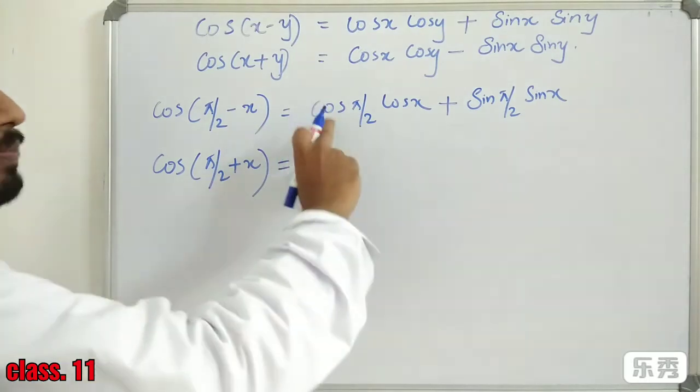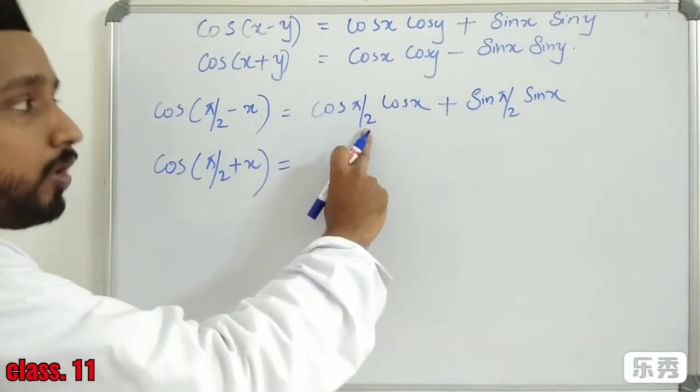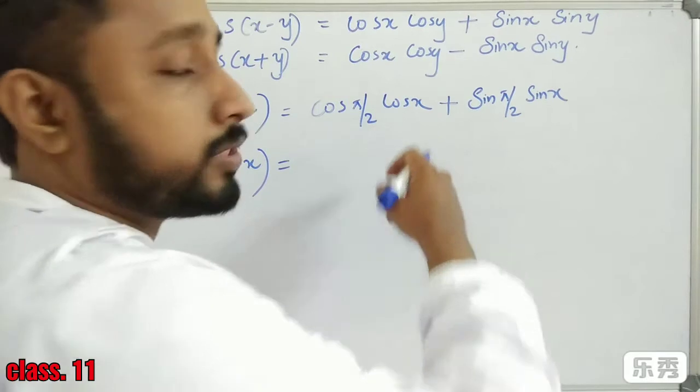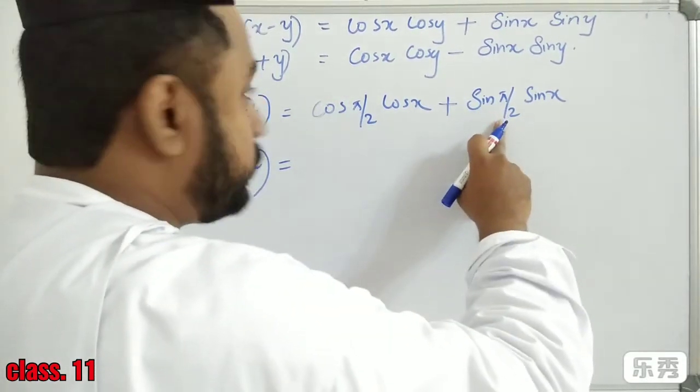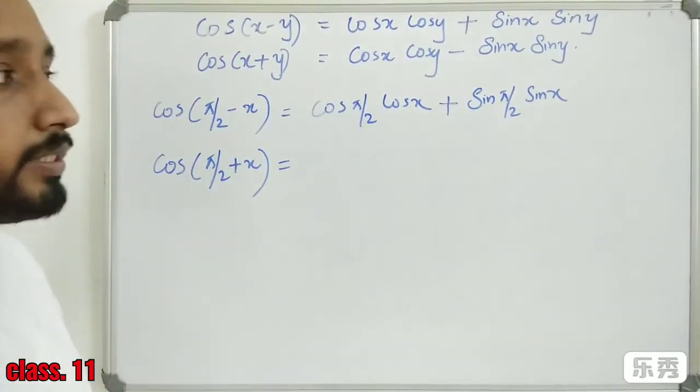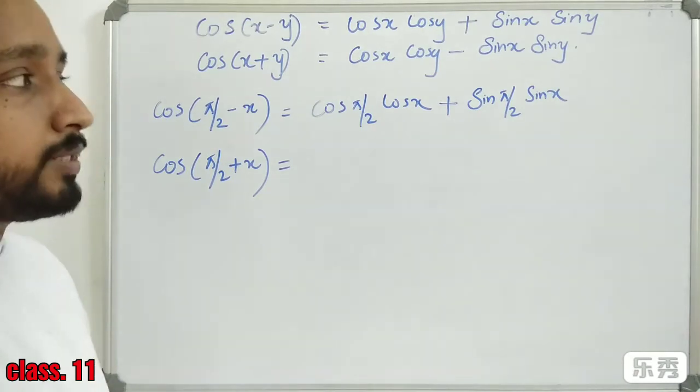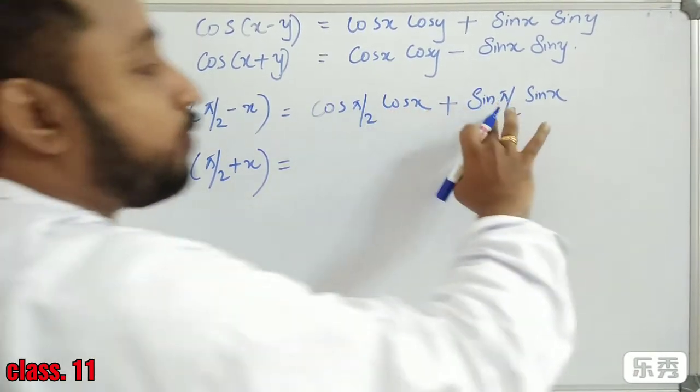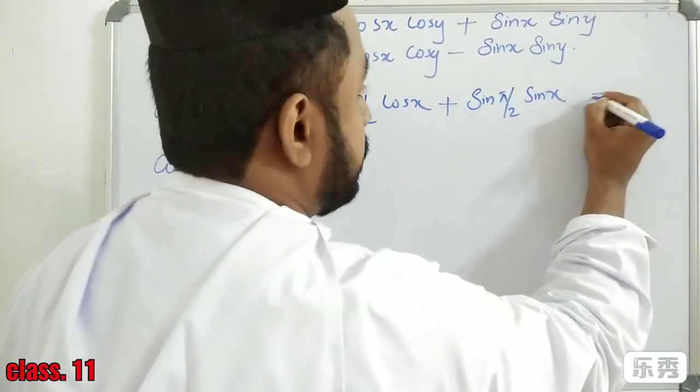We know cos pi by 2 is 0, and 0 into cos x is 0. Sin pi by 2 is 1, and 1 into sin x is sin x. So here 0, here 1 into sin x, which is equal to sin x.